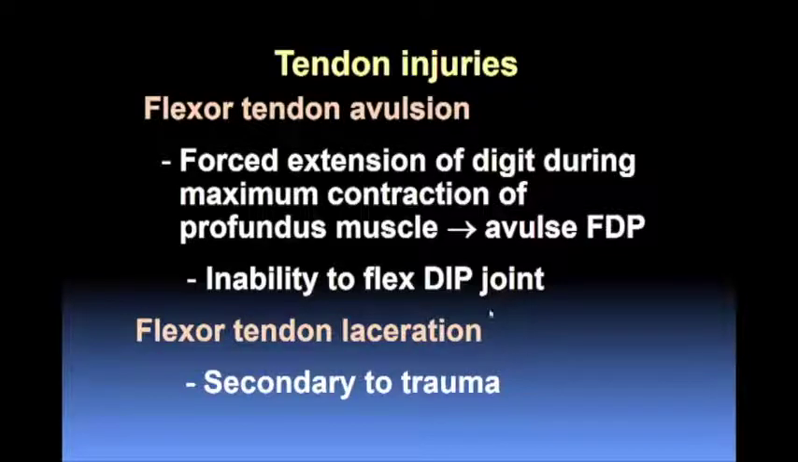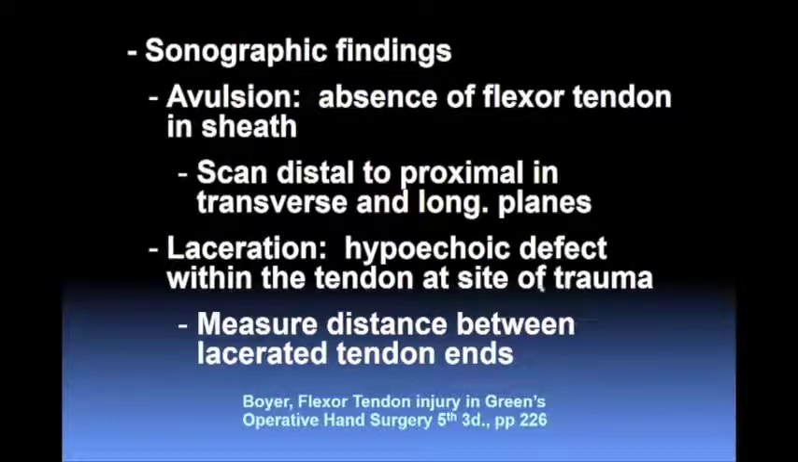The other thing we see probably more of is flexor tendon lacerations. Whatever you're doing with a knife or some kind of equipment in your job, we see this fairly commonly. With avulsion, the tendon is no longer in the sheath, and I usually like to start distal at the tip of the finger and then just scan proximally and longitudinal and transverse planes. And usually you can find it, how far it's retracted, and that's very helpful to the hand surgeon before they go in to know what they're dealing with.